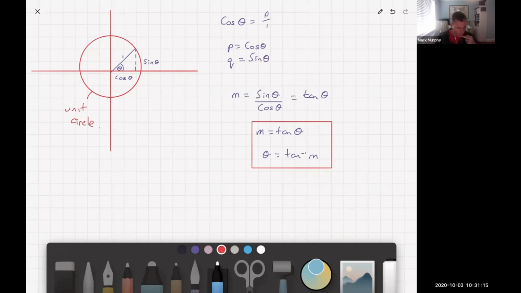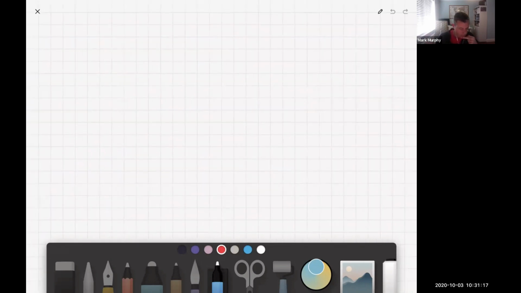Okay, one more little thing on the slope of a line. I'll draw my axes again.